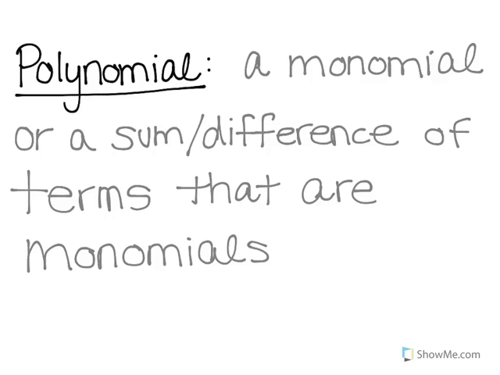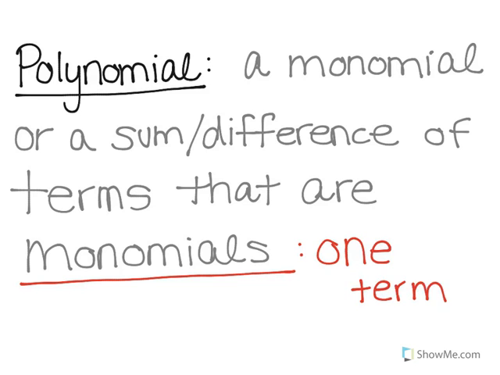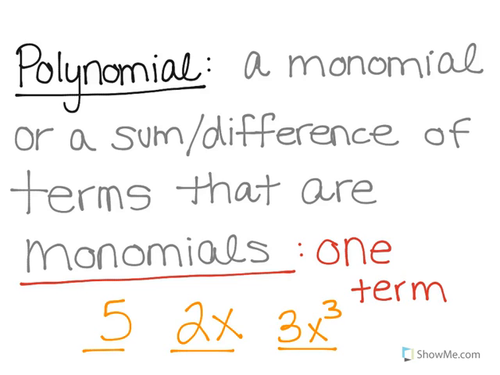A polynomial is a monomial or a sum or difference of terms that are monomials. Okay, so then what is a monomial? A monomial is one term. So, for example, 5 or 2x or even 3x cubed. These are all individually one term. There's no plus or minus signs in between them that make them more than one term.